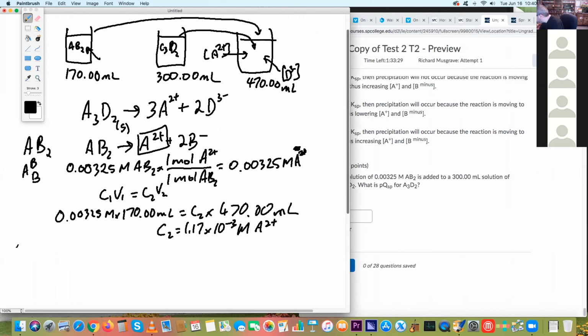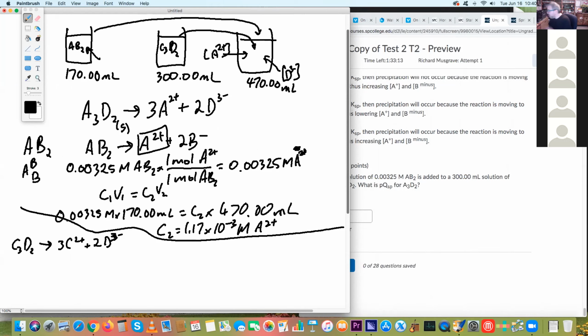Squeeze it in down here. So C3D2 will split into 3C2+ and 2D3-. But again, don't worry about the charges too much. We're only interested in the numbers out the front here, really.